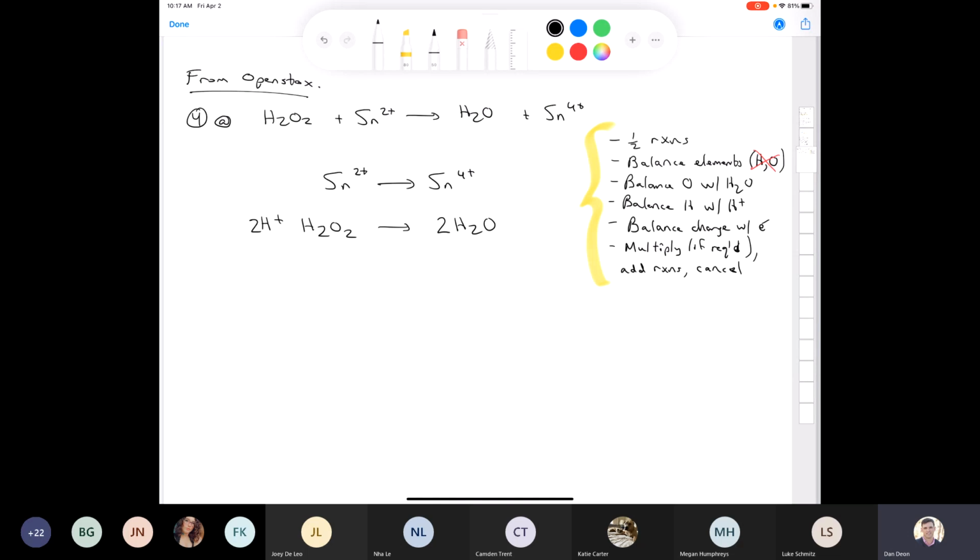And next, we need to balance out the charges. On this side, I have positive 2, and on this side, I have positive 4. So I'm going to need to add 2 electrons over here for my oxidation. Here I have plus 2, and here I have 0. So that means I'm going to have to put 2 electrons over here like that. Now, both of these are balanced, and I can tally them up because the 2 electrons are going to cancel out on both sides.